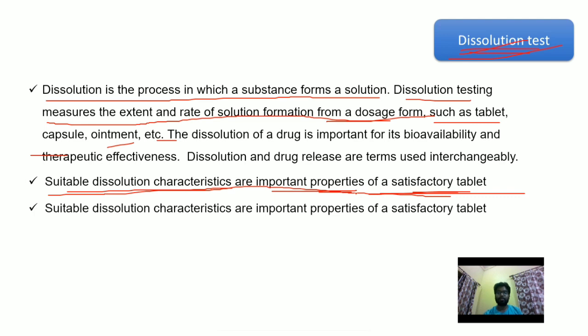In the case of an immediate release tablet, 75% of the drug product should dissolve within 45 minutes. So a specific amount of dissolution is required in different formulations.